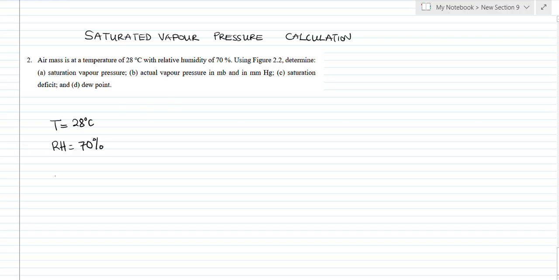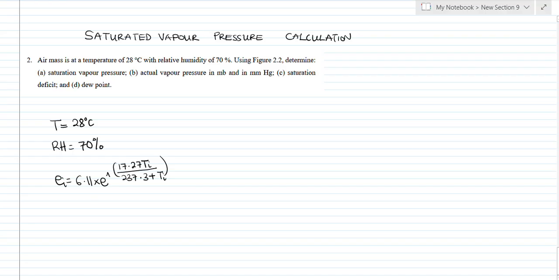This equation is E equals 6.11 times e exponent 17.27 T over 237.3 plus T. So that is the general equation, right? Then we are asked to find the saturated vapor pressure and actual vapor pressure in millibar and millimeters mercury.